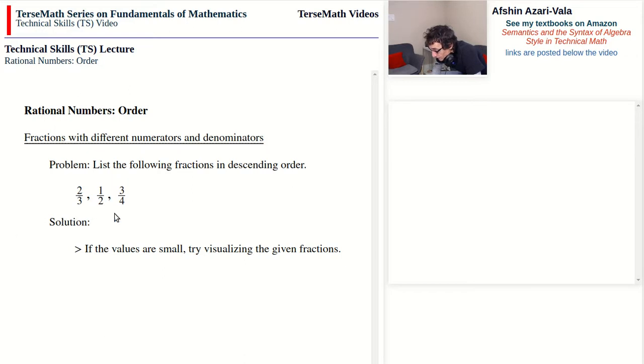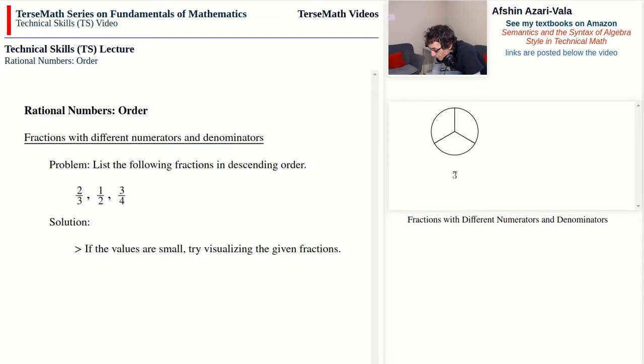Now, if we take a look at the diagrams for these 3 fractions, for 2/3 we take a pie and we divide it into 3 parts, of course, because the denominator is 3. And then because the top number is 2, we take 2 pieces, and therefore we end up with this diagram. That's 2/3. For 1/2, we divide the pie into 2 parts, and then we take 1 part, and we end up with this diagram. And for 3/4, we divide the pie into 4 parts and take 3 parts, and we end up with this diagram.